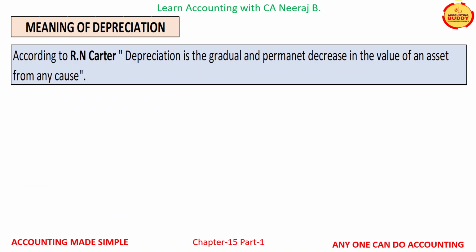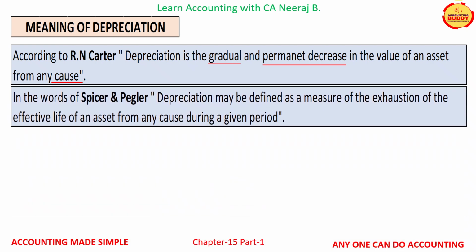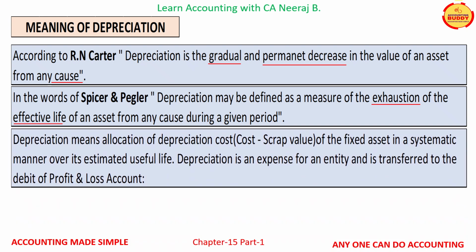According to R.N. Carter, depreciation is the gradual and permanent decrease in the value of an asset from any cause. In the words of Spicer and Pegler, depreciation may be defined as a measure of the exhaustion of the effective life of an asset from any cause during a given period. Depreciation means allocation of depreciable cost, that is, the cost minus scrap value of the asset, in a systematic manner over its estimated useful life.